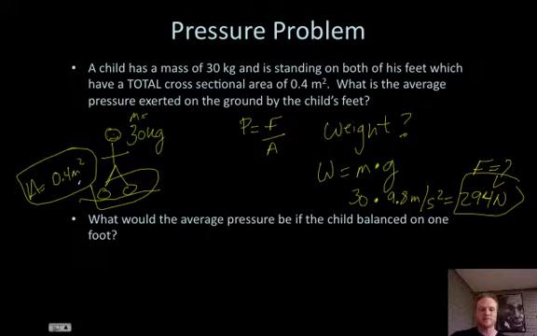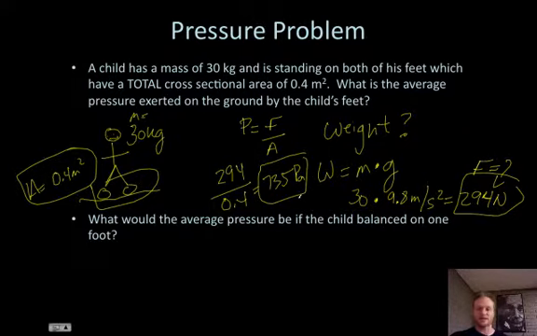Now that I know the force is 294 newtons, and I know that he has a total cross-sectional area of 0.4 meters squared, now it's just basically throwing numbers in this equation. So I'm going to have 294 over 0.4, and if you do that math, I get 735 pascals of pressure. And that would be the answer to that problem.